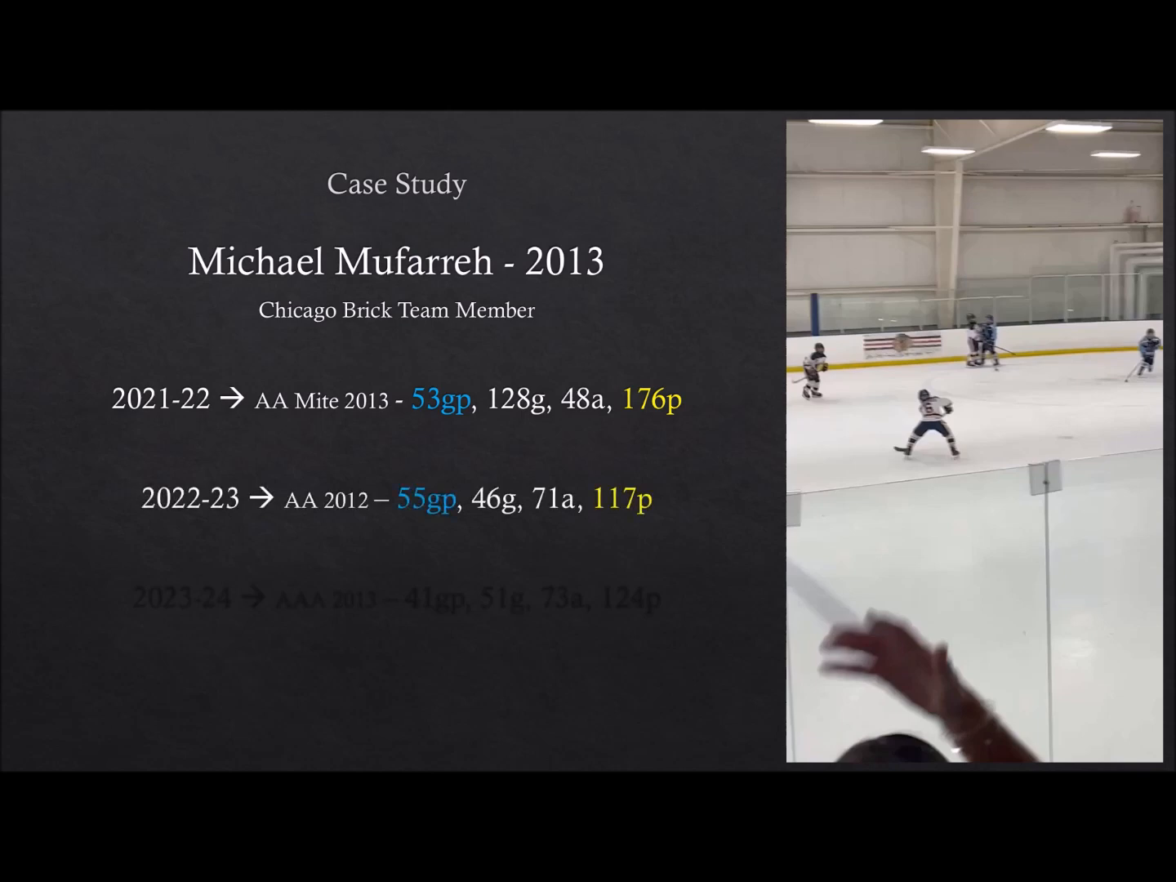In 2022 and 23, he stepped up and played with kids older than him. He played Double-A against 2012s, played 55 games, 46 goals, 71 assists for 117 points. This current year, he's playing Triple-A 2013, so back to playing kids his own age, but stepped up to Triple-A's. In 41 games, he has 51 goals and 73 assists for 124 points.